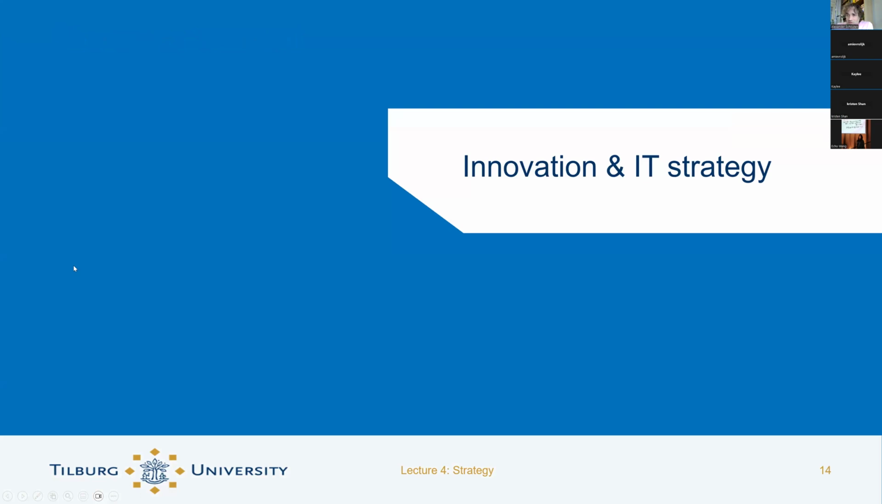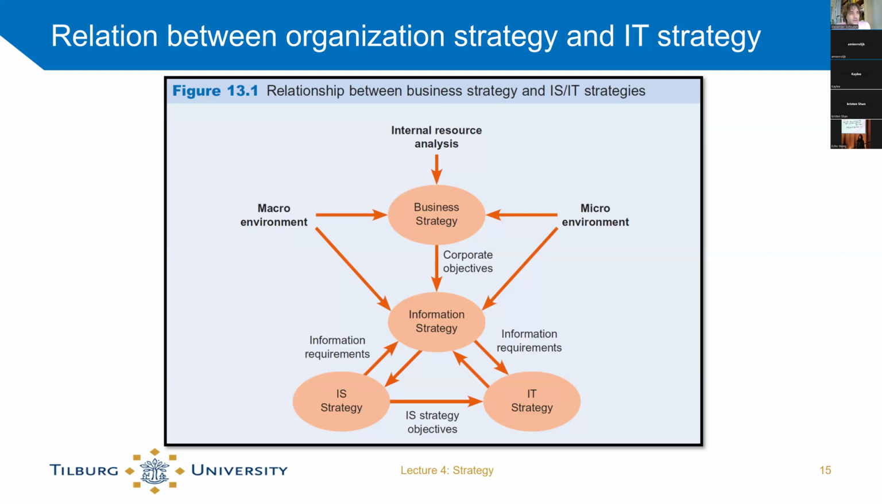A bit more about innovation and IT strategy. I already explained there is a relation between the general business strategy and information technology strategy, and this is a slide from one of the chapters you have to read that shows that again. If you look at information technology and innovation, you actually have three different strategies that you can take into account: an information strategy, an information technology strategy, and an information system strategy. I will explain what an information system is in lecture 8.